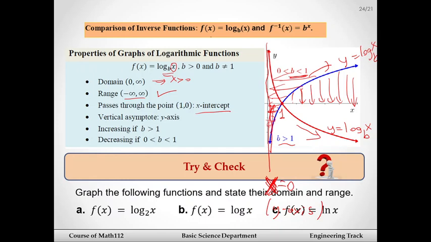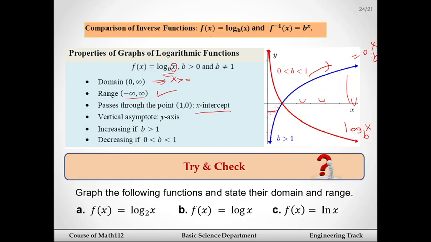Now let's look at this question here. It says graph the following functions and state their domain and range. Now, look at these: log base 2 of x, and here log base 10 of x, and this one you can write as log base e of x. So here their graph will look like, okay, look at the base. The base is 2 here, the base is 10 here, and they're all bigger than 1.